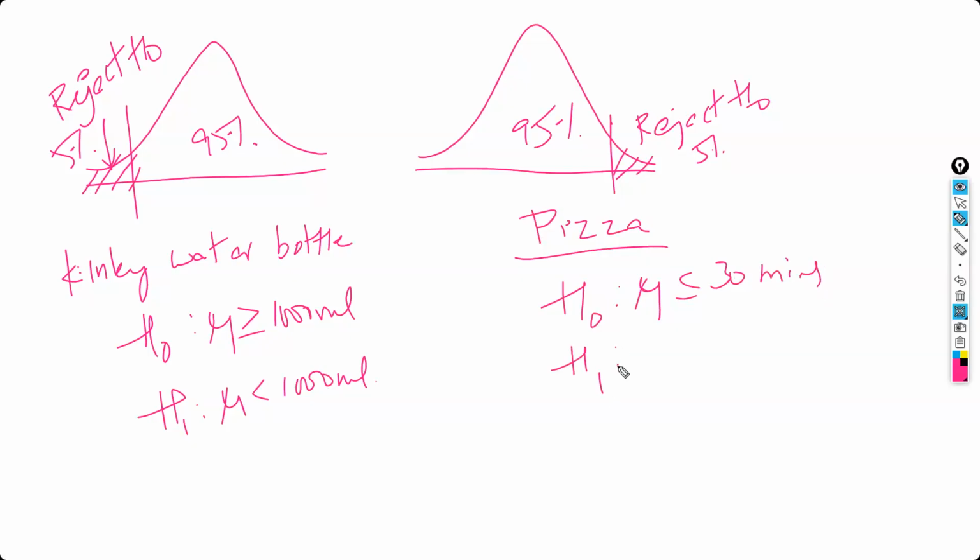Alternate hypothesis is mu is greater than 30 minutes. Now, mu is greater than, right? So when are you going to reject your null hypothesis? When it is more than 30 minutes. More than 30 minutes means here, what symbol are you having?